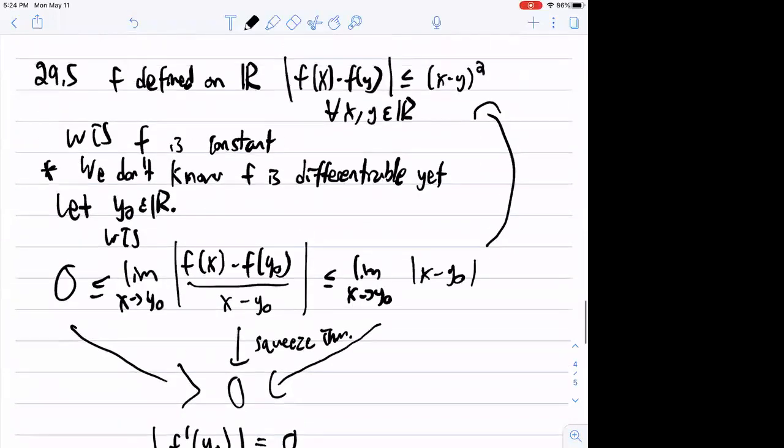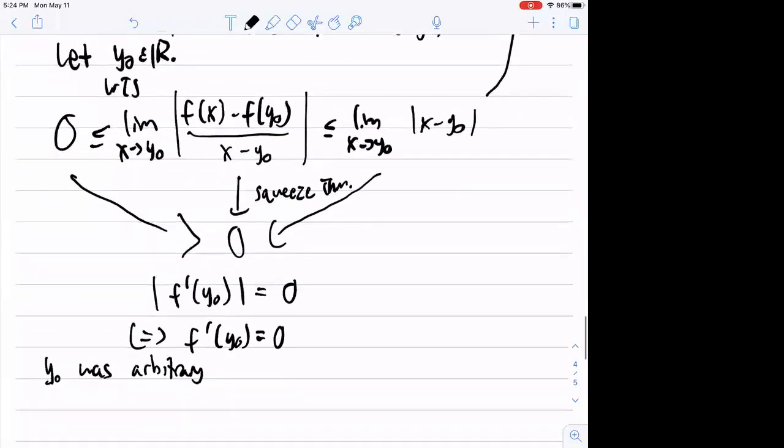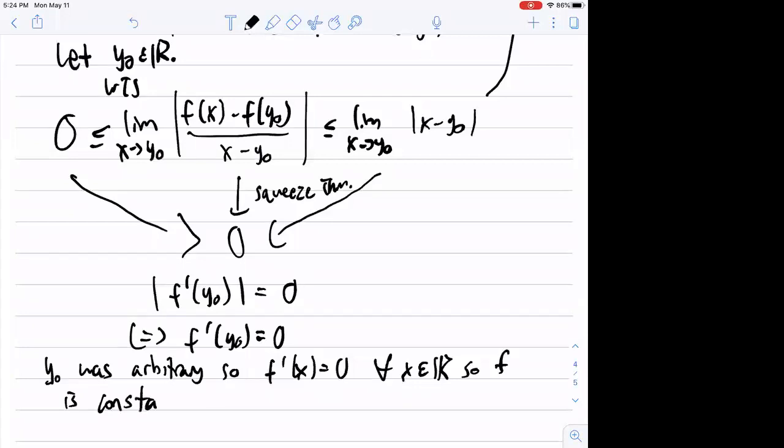Right, so here I'm using the fact this holds for all x, y in R, right? So y naught is arbitrary, so f prime of x equals 0 for all x in R. So f is constant. Yeah, so I feel the majority of this is just MVT. So let's do 2 more. I'll try to pick even ones.